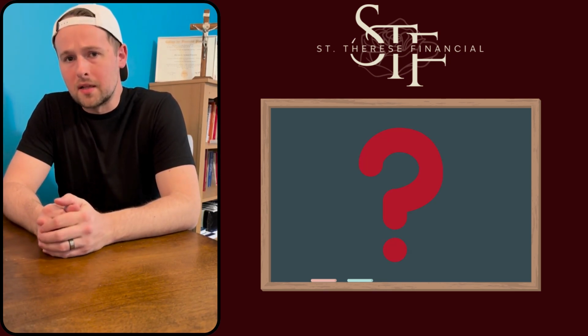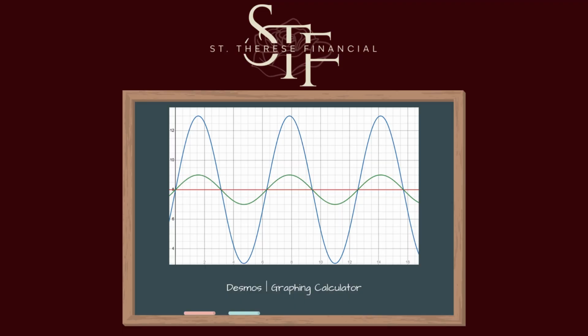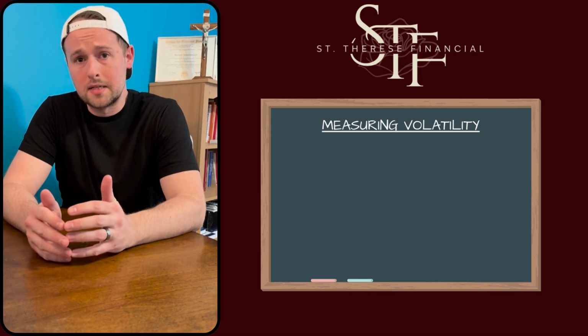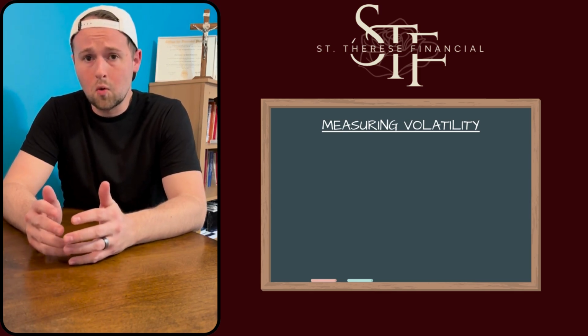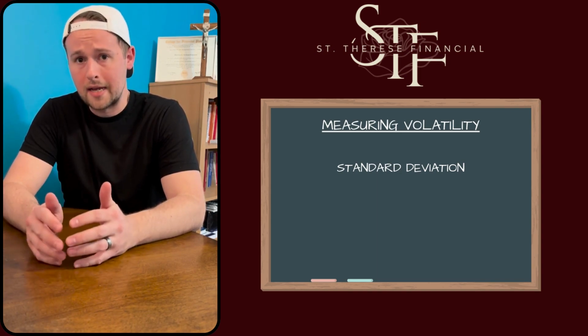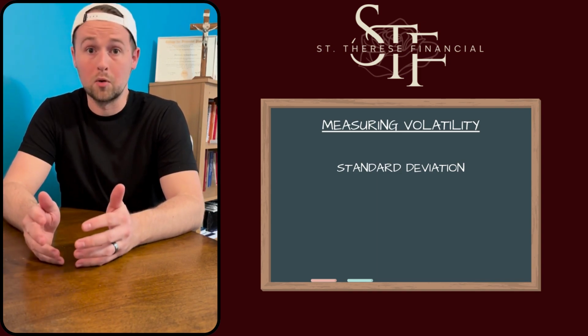What do we mean by volatility? Volatility represents how greatly an asset's price swings around its average price. The bigger the swings, the higher the volatility. There are a number of different statistics that we can use to measure volatility. However, for this video, we're going to stick with standard deviation, as most people have a general idea of what that is and what a bell curve is.